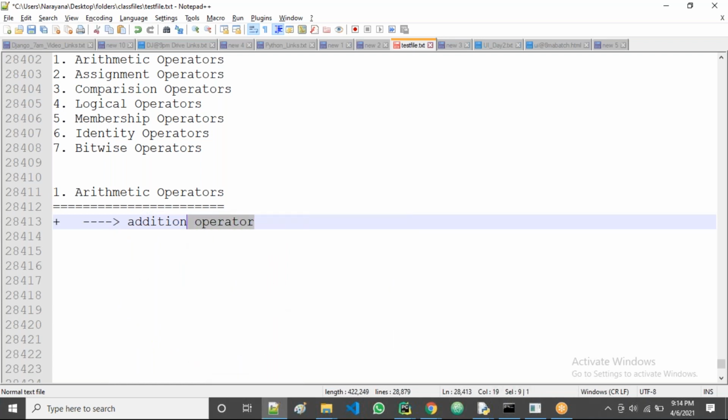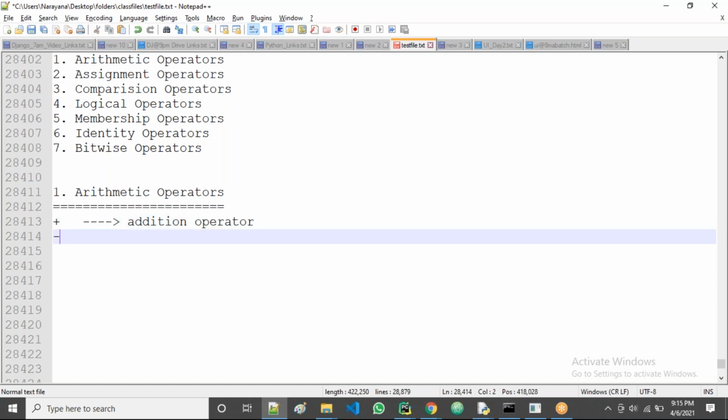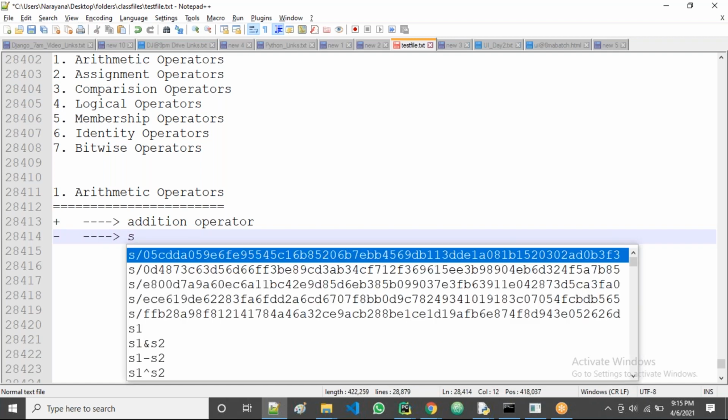Next one, let's take the minus here. What is this one? This is the subtraction operator, guys.